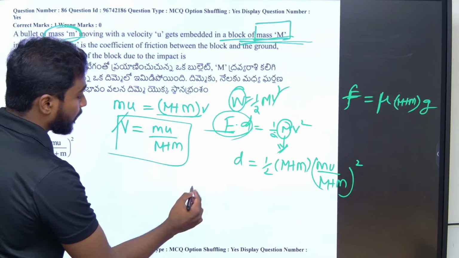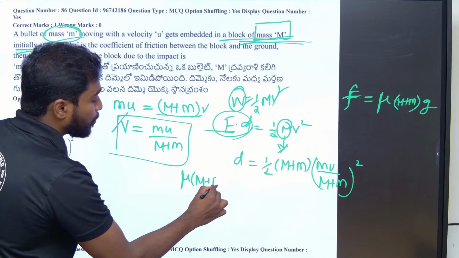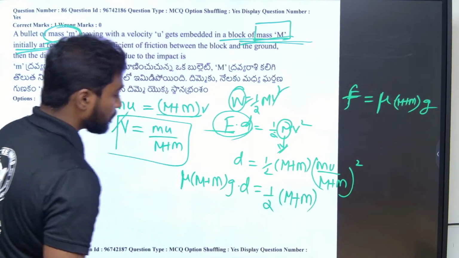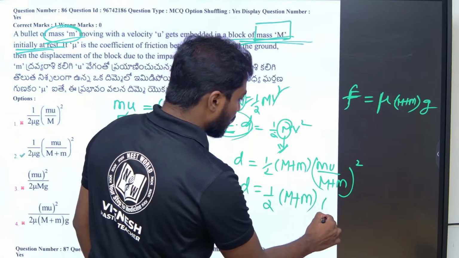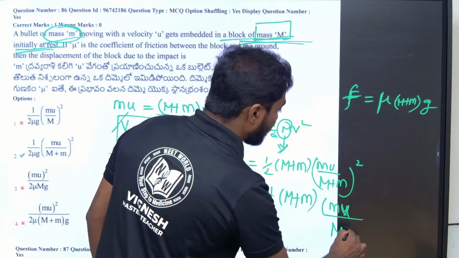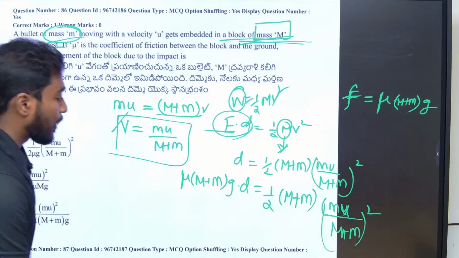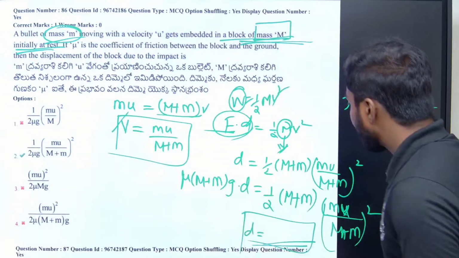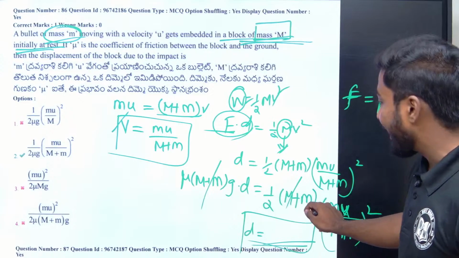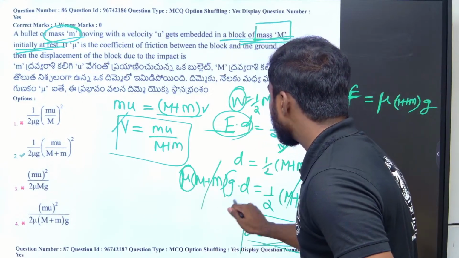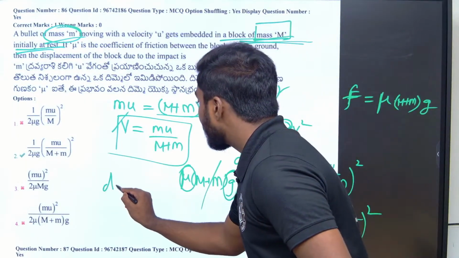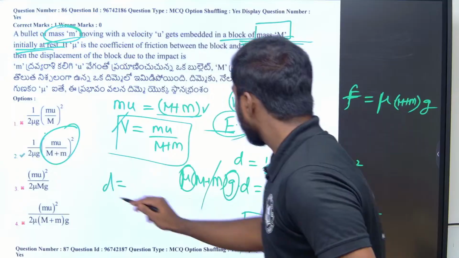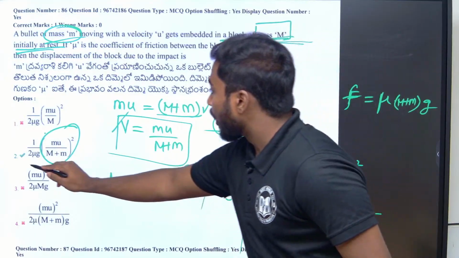Simple. So now write it here. Mu into capital M plus small m into g into d is equal to half into capital M plus small m into m u by m plus M, the whole square. From this I can get the value d. So m plus M and m plus M get cancelled. If I take mu and g to the right side, d will be equal to m u by m plus M, the whole square, into 1 by 2 mu g. So option 2 is the correct answer.